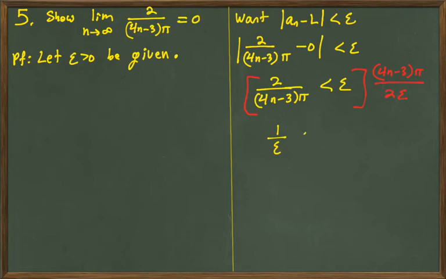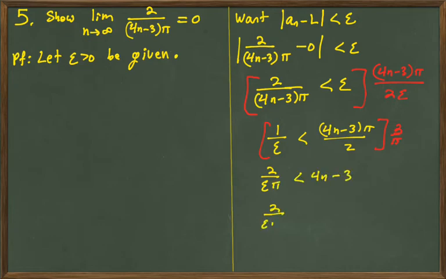So this will become equivalent to, since all those values are positive, 1 over epsilon is less than 4n minus 3 pi over 2. If we multiply by 2 over pi, and again that's positive, we have 2 over epsilon pi is less than 4n minus 3.